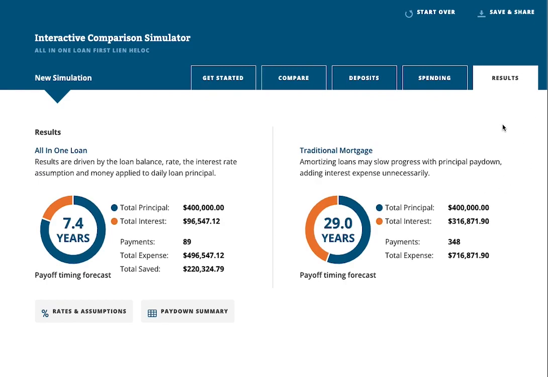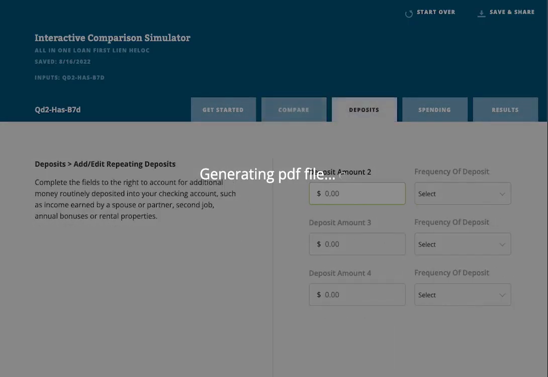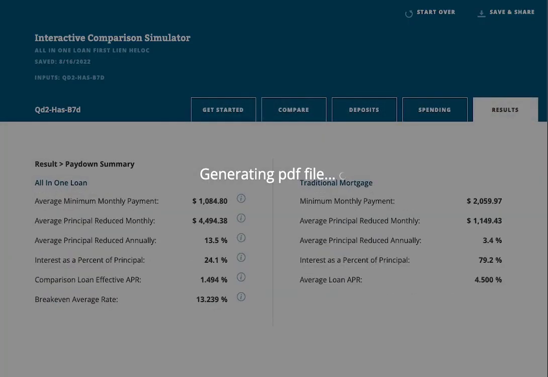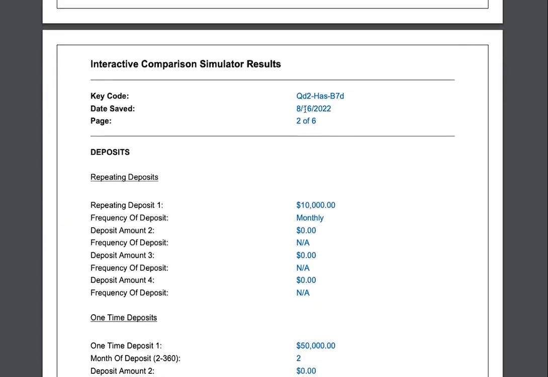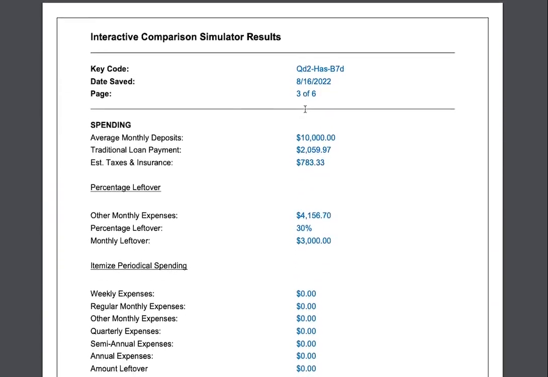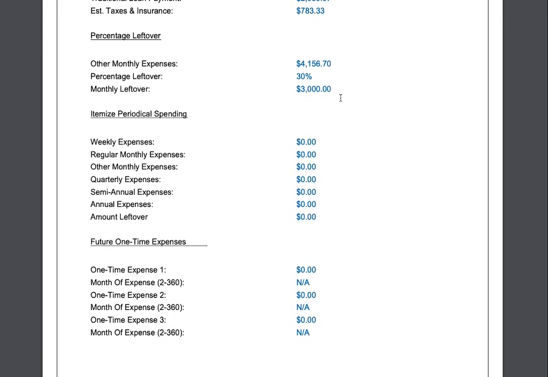And I hope that was helpful. When you get to the end of this, just click Save and Share. Download the PDF. Whoopsie daisy. You click Download PDF. It's going to make a document for you. You can send that to me in email. And this has all of those variables that you entered. So I'll be able to see all of those. It even has the retrieval code right there. We can pull it back up and look at it and manipulate it in real time.